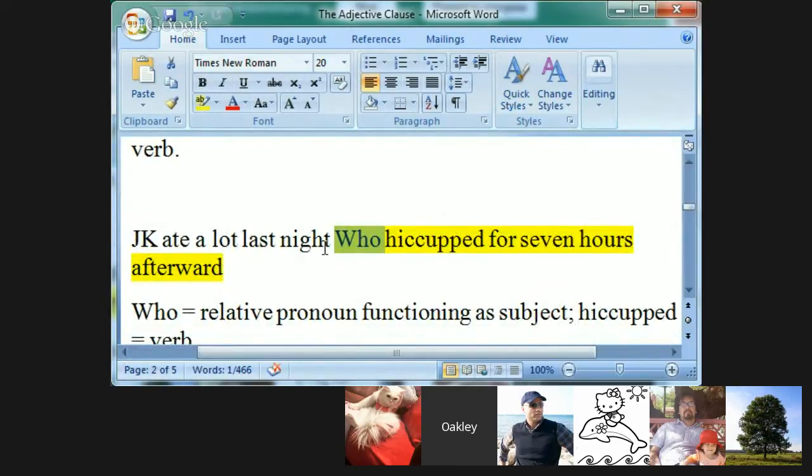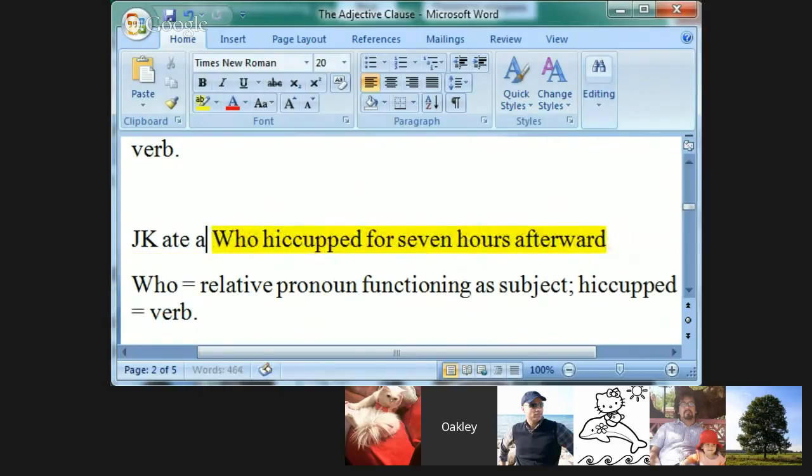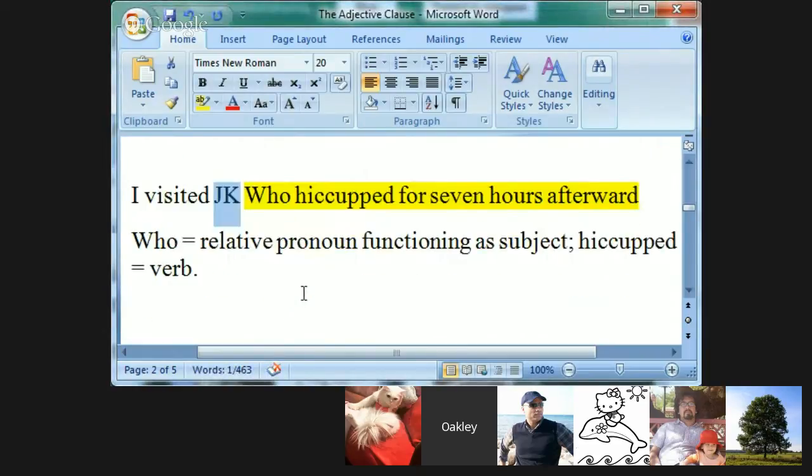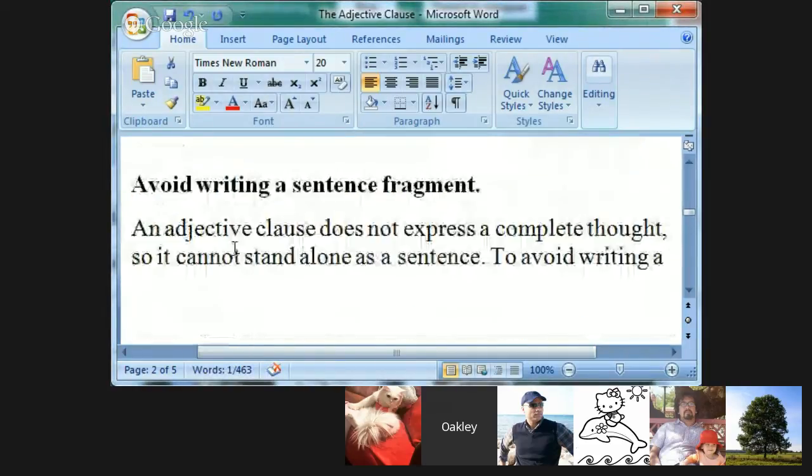Okay, JK ate a lot last night. Should I say I visited JK, who hiccuped for 7 hours afterward? Can I say that? Yeah, that would work. That's funny. I like that. Okay, I visited JK, who hiccuped for 7 hours afterwards. Okay, that's pretty good. And clearly who is referring to JK. Very good.